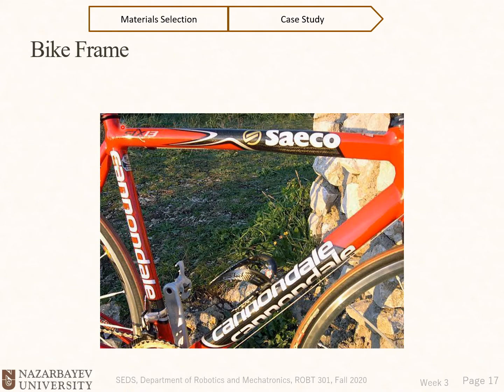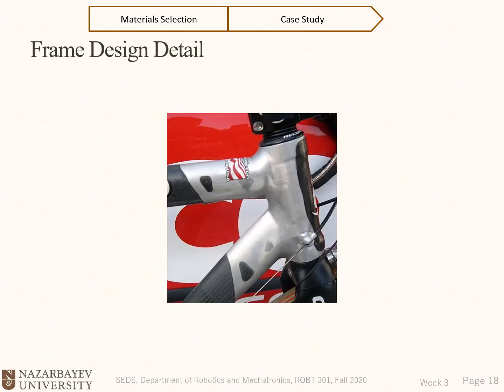Okay, so now let's go for the bike frame only and see how we can analyze that and what material we could select for the bike frame. We can see the frame design detail in this picture, and we could go more specific in our case study, but for now we stick to the general purpose of a frame and selection of material for the frame.